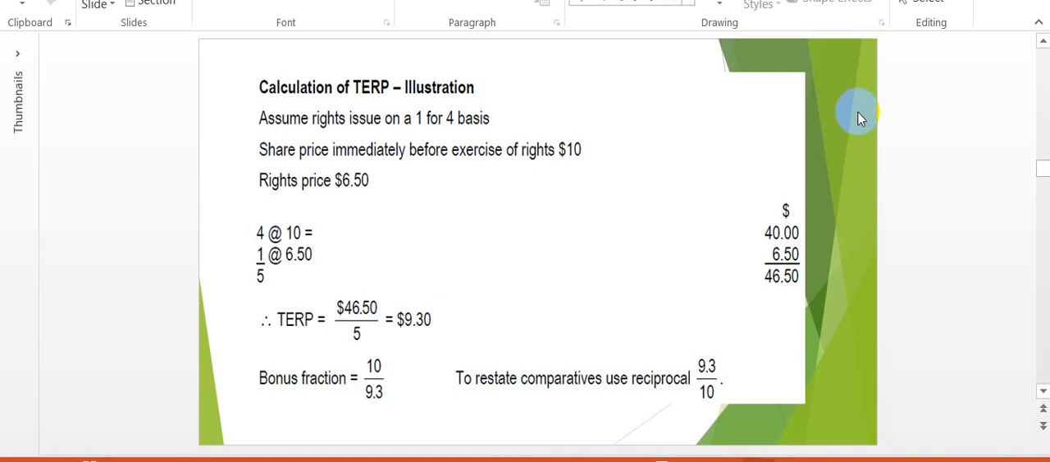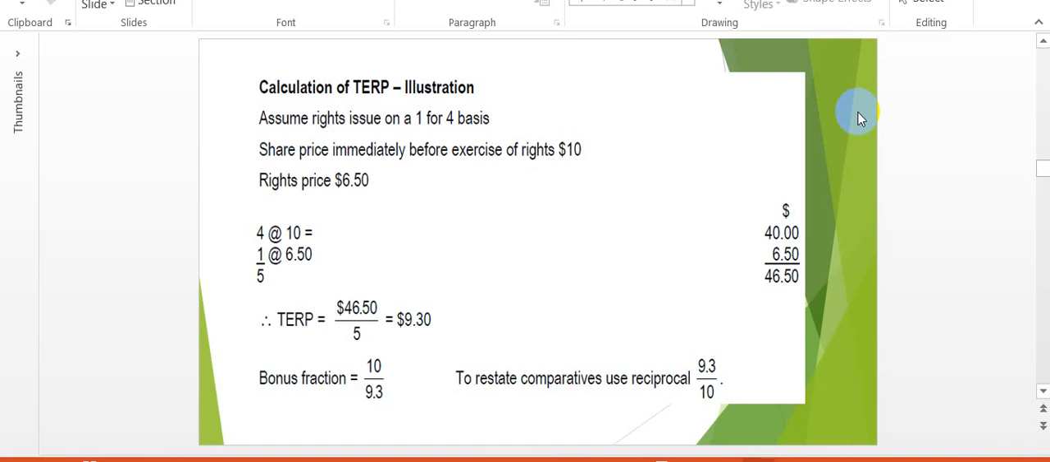Then to that you add the rights issue, 1 times the rights issue price of 6.50, to give you 6.50. So you add the 40 plus 6.50 to give you 46.50. Then you also add the 4 plus 1 to give you 5. So if you had 4 shares, you now have 5 shares. So your TERP is simply 46.50 divided by 5 to give you 9.30 as your TERP.